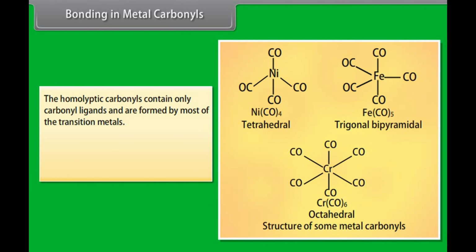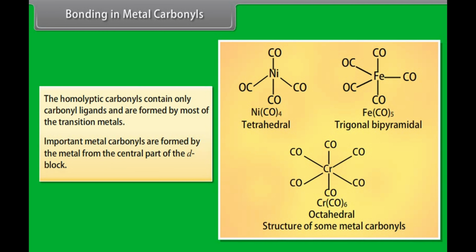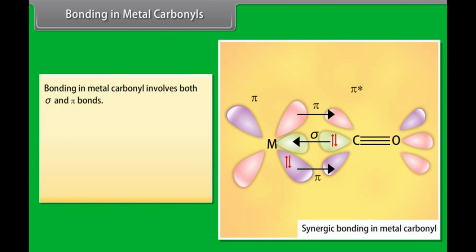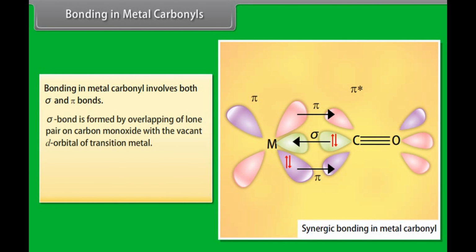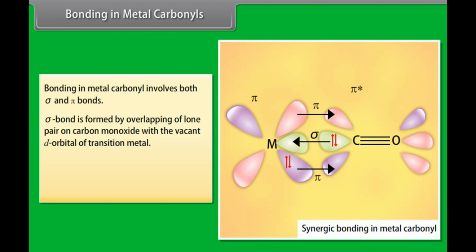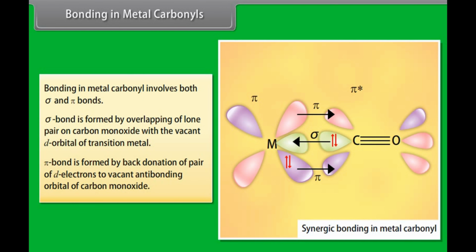Bonding in metal carbonyls. The homoleptic carbonyls contain only carbonyl ligands and are formed by most of the transition metals. Important metal carbonyls are formed by the metals from the central part of the d block. Bonding in metal carbonyl involves both sigma and pi bonds. Sigma bond is formed by overlapping of lone pair on carbon monoxide with the vacant d orbital of the transition metal. Pi bond is formed by back donation of a pair of d electrons to the vacant antibonding orbital of carbon monoxide.